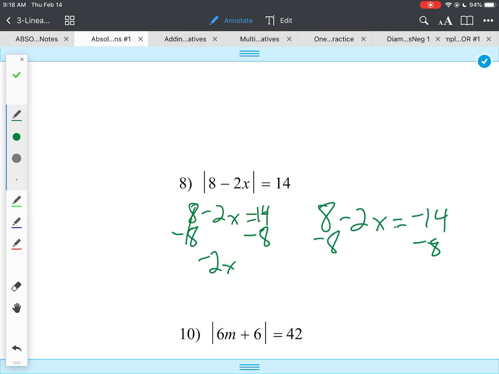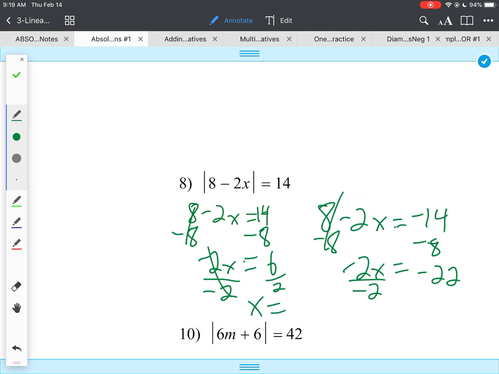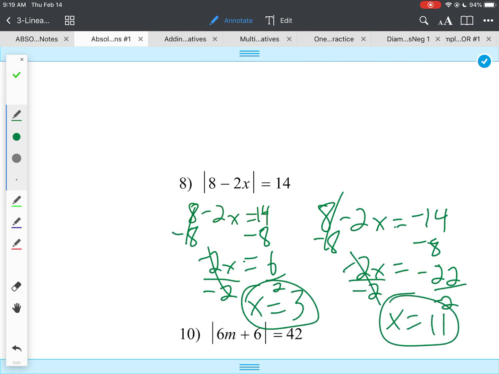I have negative 2x equals 6 over here. Over here I have negative 2x equals negative 22. Then I divide by negative 2, and I should get x equals 3 over here. And then over here, I'll get x equals 11. Two negatives create a positive.